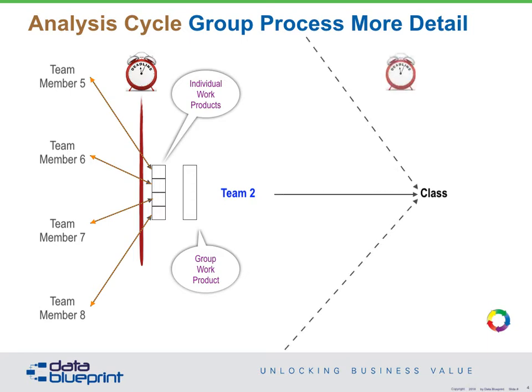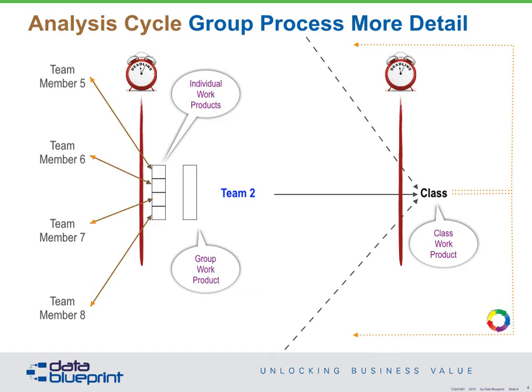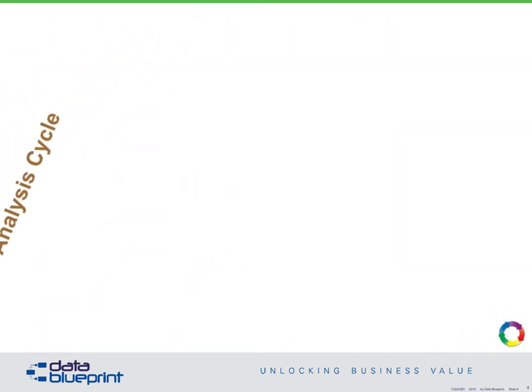So the work product from team 2 would flow in with the rest of the work products. Again, our deadline is 7 p.m. for class time on Wednesdays. And all the other work products come together to form what we call the class work product. Again, feedback all the way around so that everybody learns from everybody else, and we repeat the cycle another time.